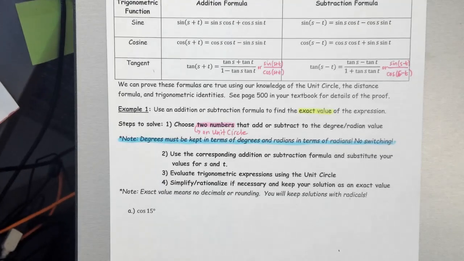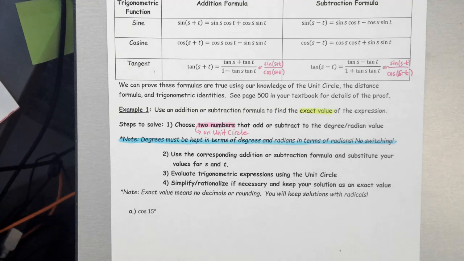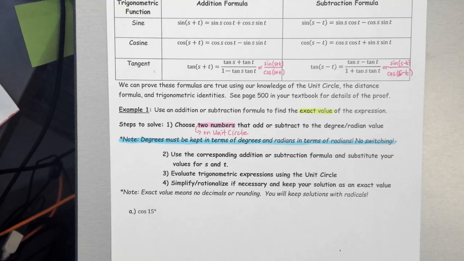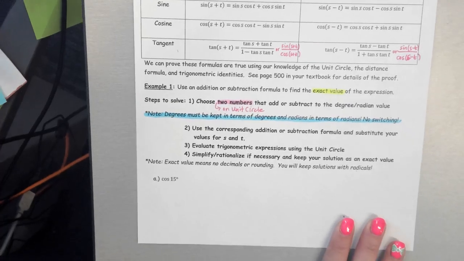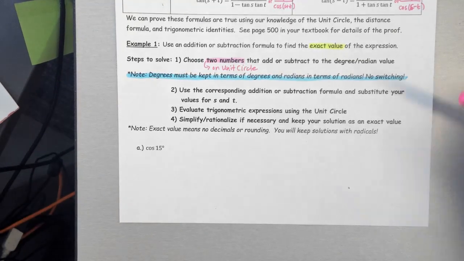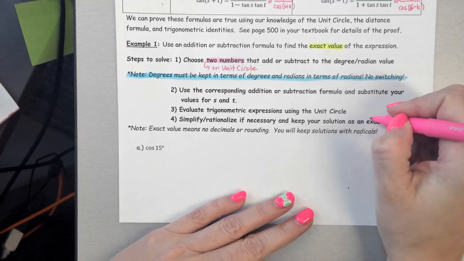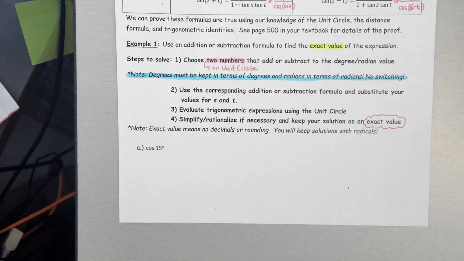And then you're going to use the corresponding formula from that chart above and substitute your values in for s and t. You're going to evaluate using the unit circle. And then sometimes you have to simplify or rationalize to keep it as the simplest exact value. Okay, so there's no decimals, okay, no rounding, but you do have to simplify your fraction, okay, because you need an exact simplified value.